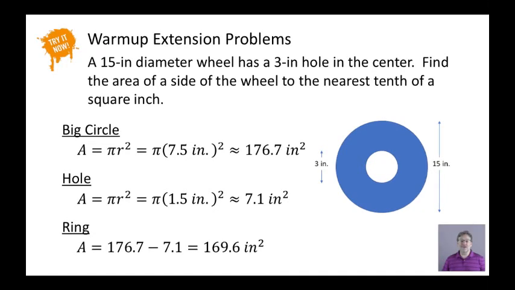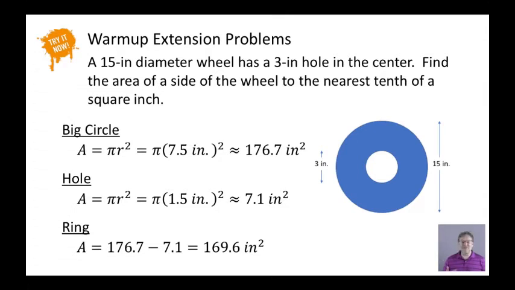Welcome back. Now, if these results look in any way unfamiliar or strange to you, perhaps it's because you forgot that, again, we have to divide those diameters of those circles in half in order to get a radius, and it's the radius that we use in order to calculate those areas. So for the big circle, it's not 15 inches that we're plugging in for a radius, it's 7.5 inches. And similarly for the hole, it's not 3 inches that we're plugging in for the radius, it's 1.5 inches.